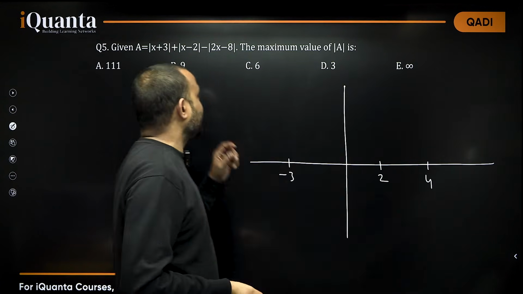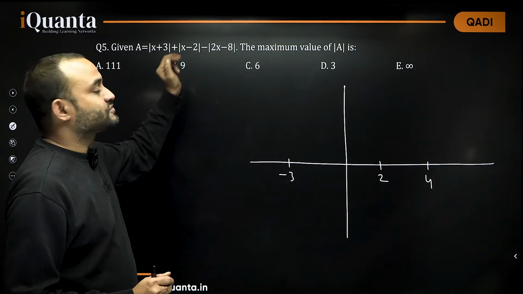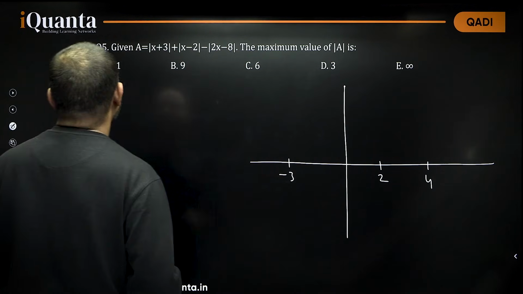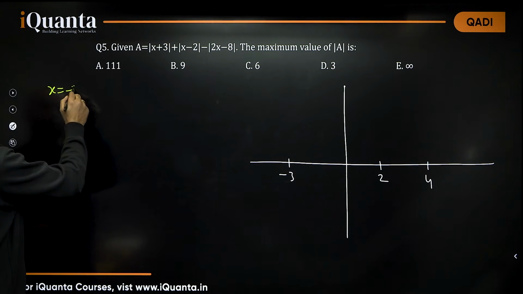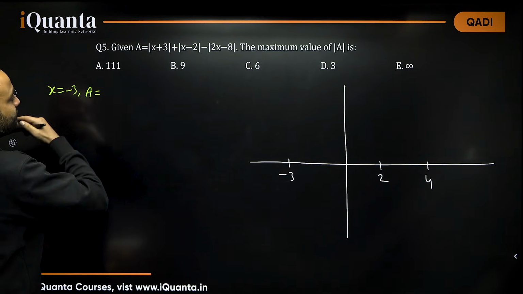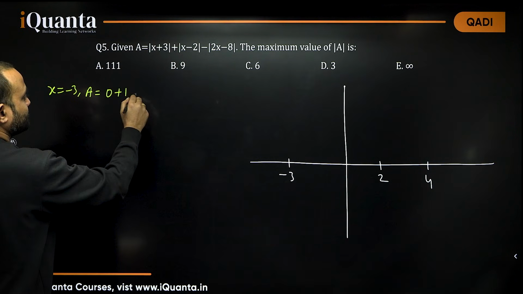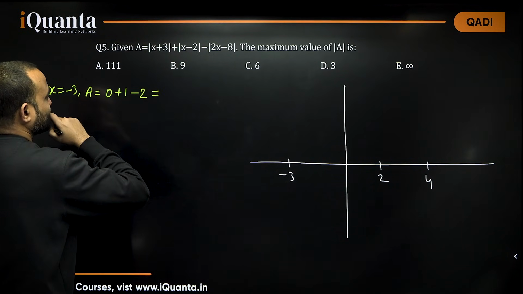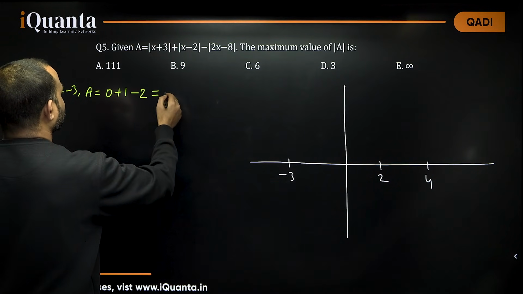Critical point where any term becomes 0. X plus 3 will become 0 when x is -3. This will become 0 when x is 2, and this will become 0 when x is 4. Now we need to find the value of A when x is equal to -3. So A will be equal to, this will become 0, this will become 1, minus this will become 2. That is equal to nothing but 1 minus 2. That is a -1, right?